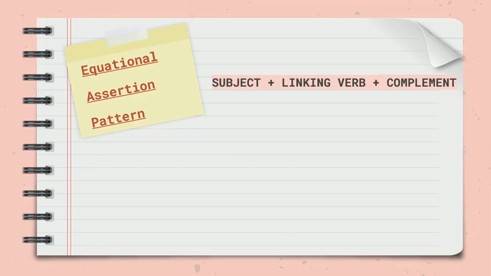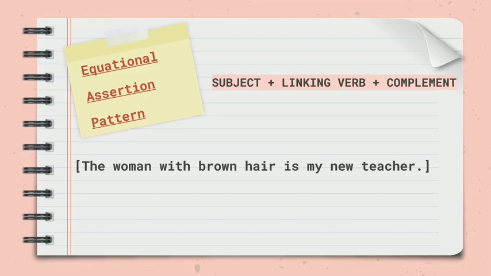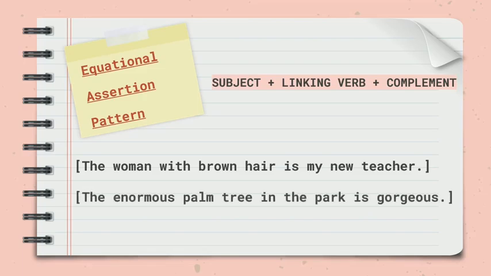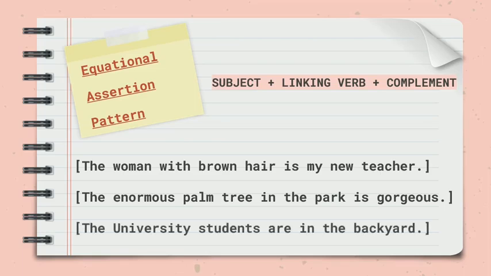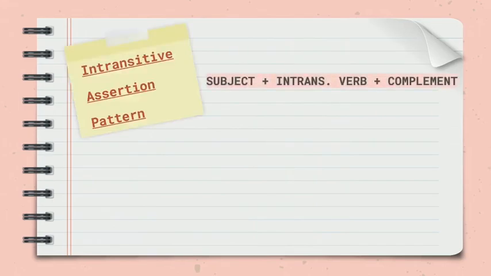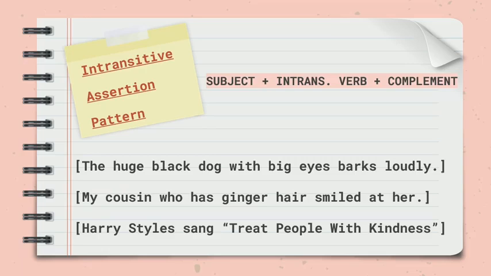As in the examples, the woman with brown hair is my new teacher, the enormous palm tree in the park is so gorgeous, and the university students are in the backyard. Then we have the intransitive assertion pattern, which is formed by a subject plus an intransitive verb plus a complement. As in, the huge black dog with big eyes barks loudly. My cousin, who has ginger hair, smiled at her. And Harry Styles sang Treat People with Kindness.